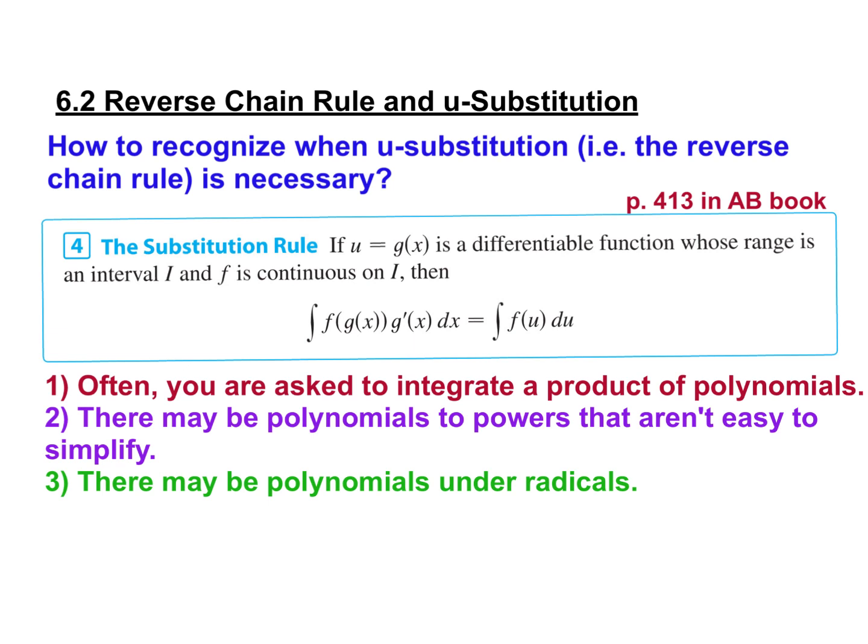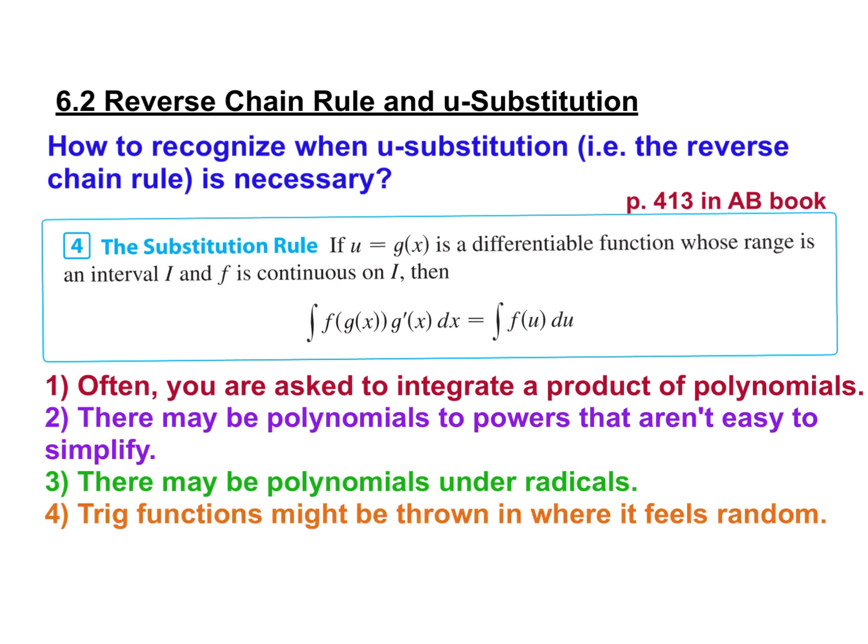I've got two more little look fors. Actually, the last one really isn't one. Trig functions might be thrown in there where it just feels random. It's like, what is that? Why is there a cosine there all of a sudden? This was a great looking polynomial, and then all of a sudden there's this trig function there. You're probably going to use that as your u, or some form of it.